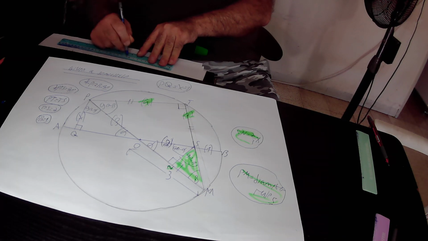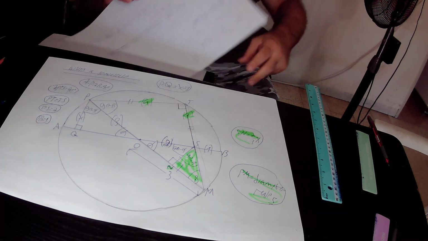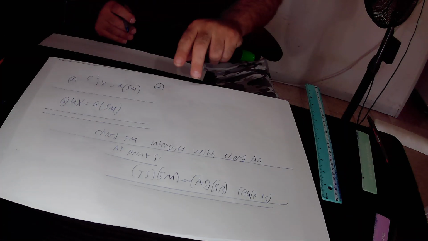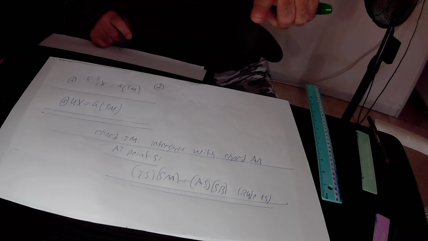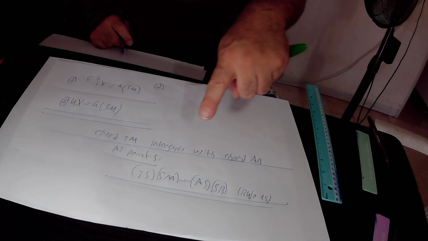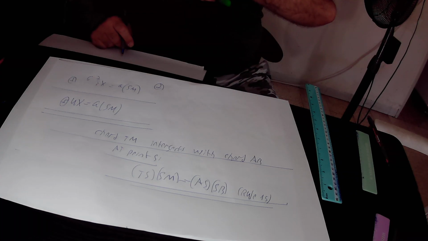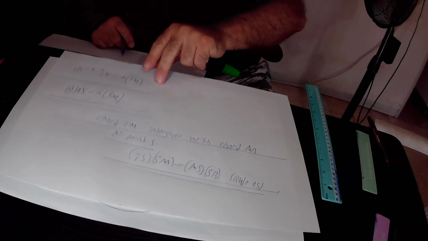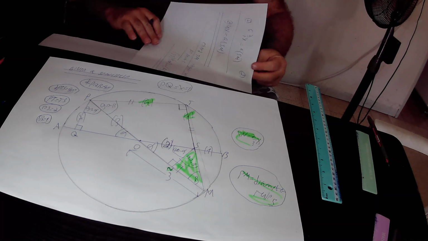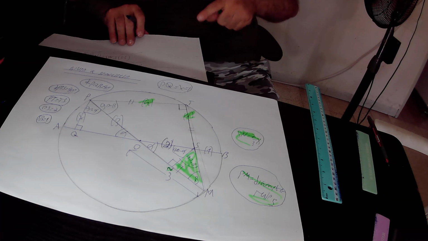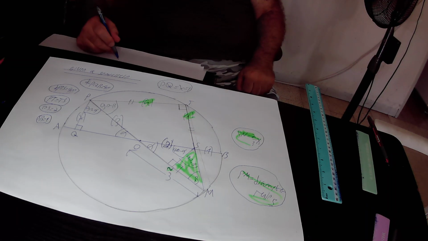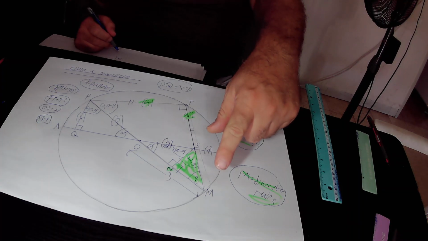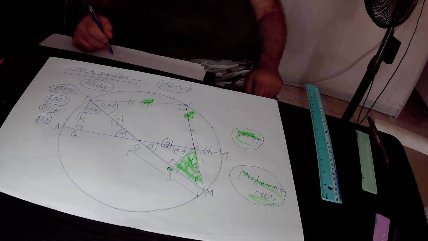So repeat again. Because in our domain chord TM intersects with chord AB at point S, the following equation will be true: TS times SM equals AS times SB, according to rule 15, of course. TS equals A units in its length, according to our definition, times SM. SM is the missing side, so we leave it as it is. This will be equation 2.